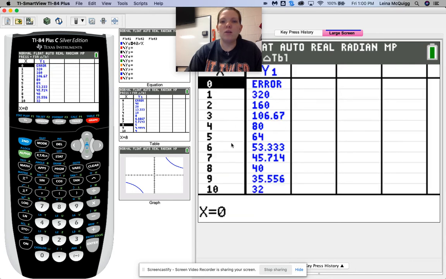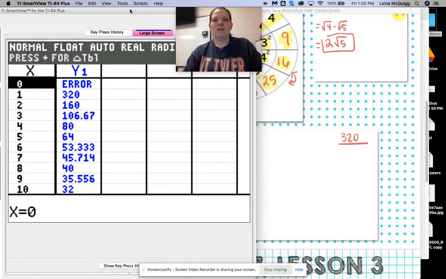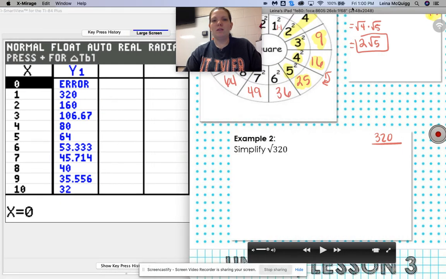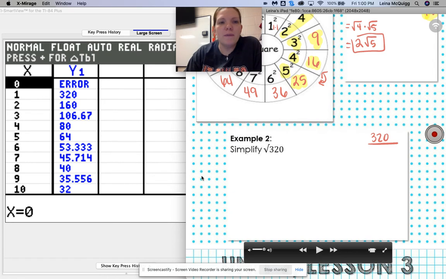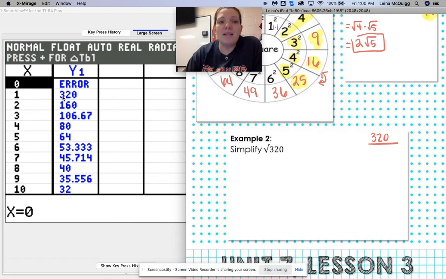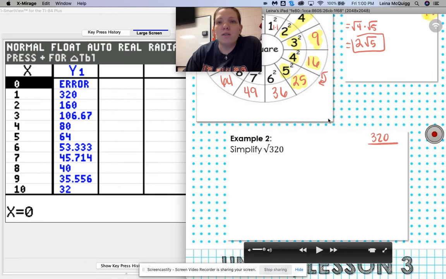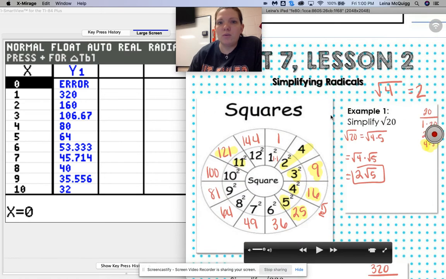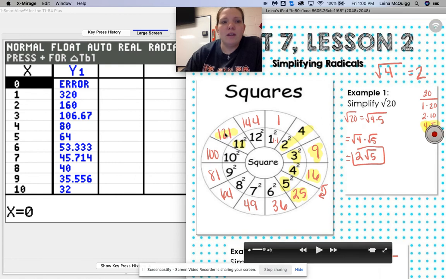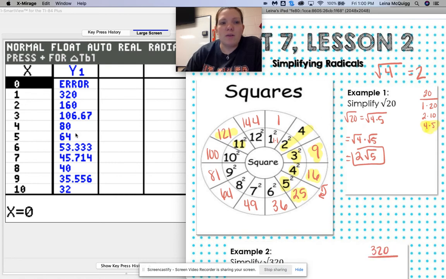So now these are all the values that multiply to give you 320. I'm going to move this to this side. There's my table. This is the problem I'm trying to work. So what I'm doing is I'm looking through this list, and I'm trying to find the biggest perfect square. So these are the perfect squares that I know right now.